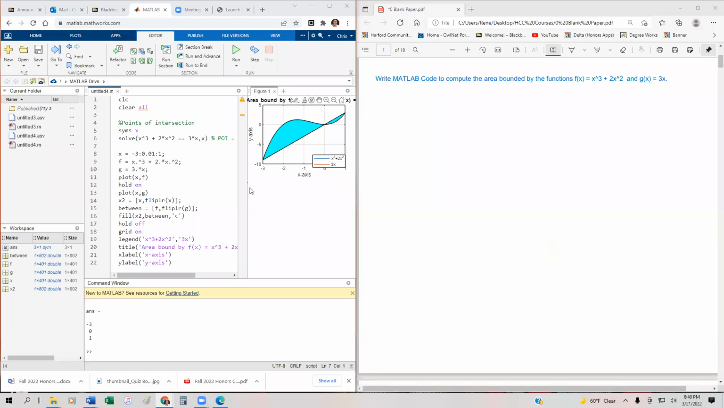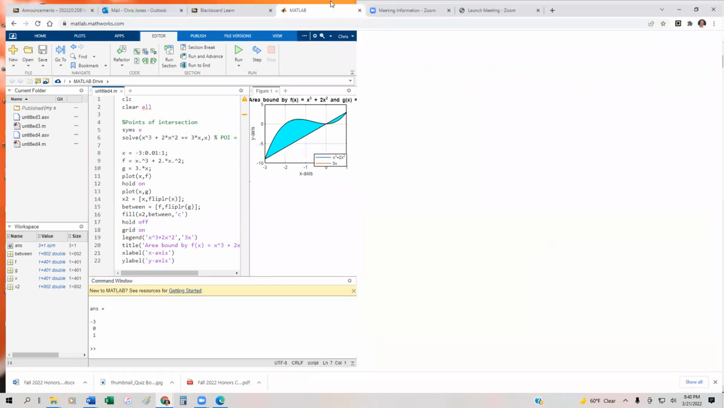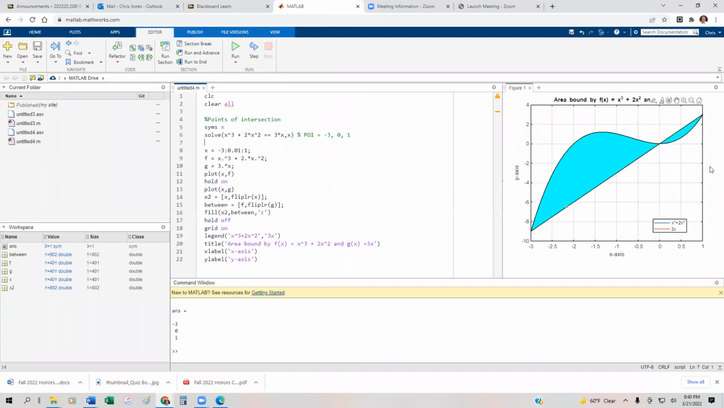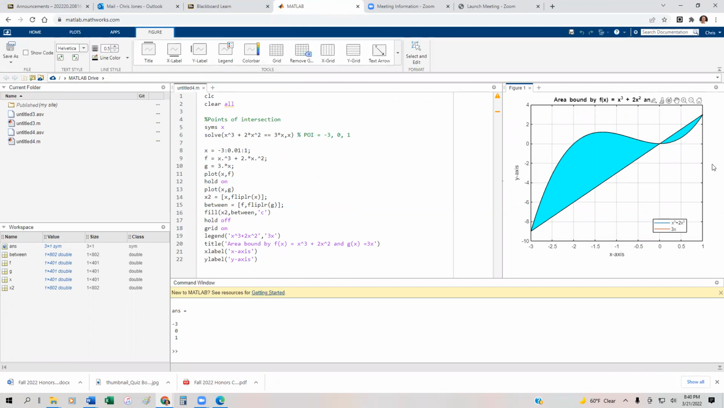In the last video, we were able to plot the area that was bound by two curves in MATLAB. And in this video, what we're going to do is compute the area bound by the functions. It's the same functions that we had before. Just as a brief reminder, we had the function x cubed plus 2x squared and 3x. What we did was plot them, and now we can find the area that's bound.